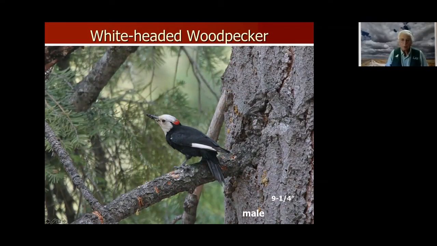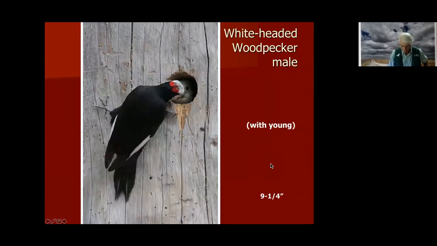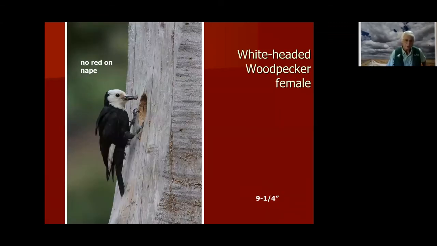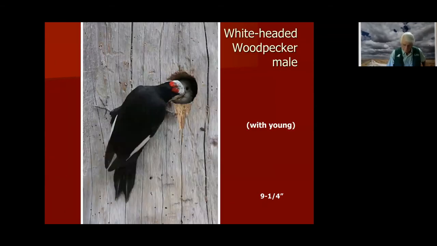If you are, again, somewhere near a forest, you're liable to see this bird, the white-headed woodpecker, named for obvious reasons, the white on the head, and a white spot in an otherwise black wings and body. This is obviously a male with red on the nape again. Here's a female, no red on the nape. And here's a male feeding young. All woodpeckers are cavity nesters. They all dig their own holes and use that beak, as I said, to dig out the hole and make the nest. So that's the white-headed woodpecker. Very, very handsome bird.